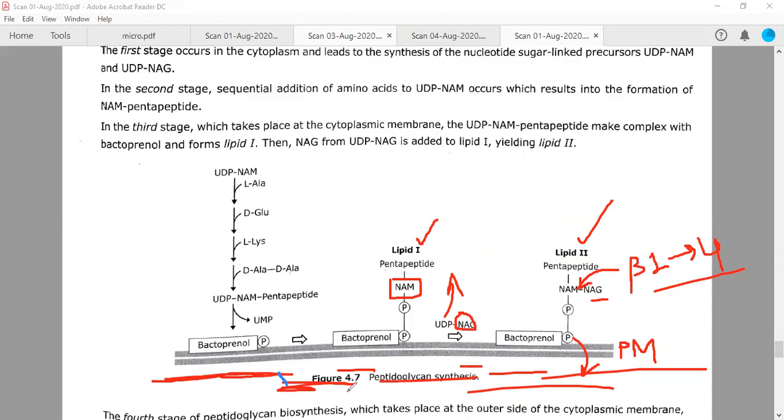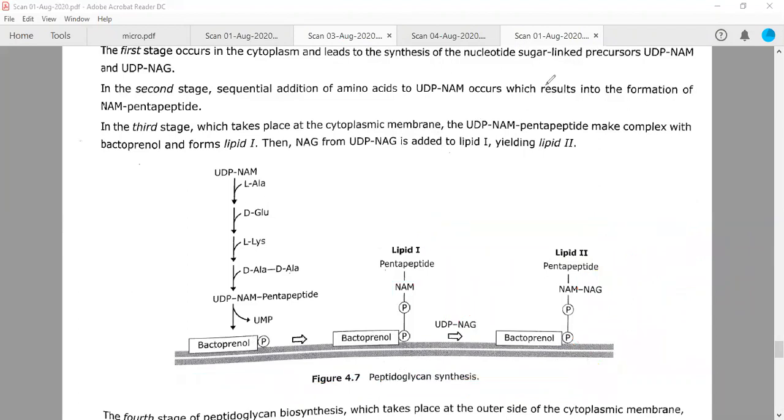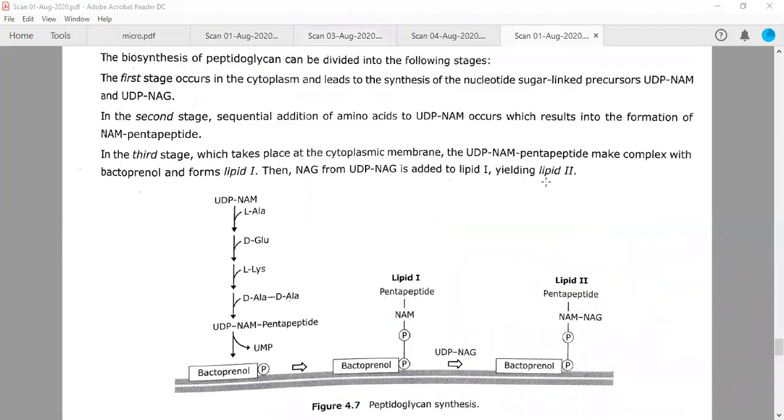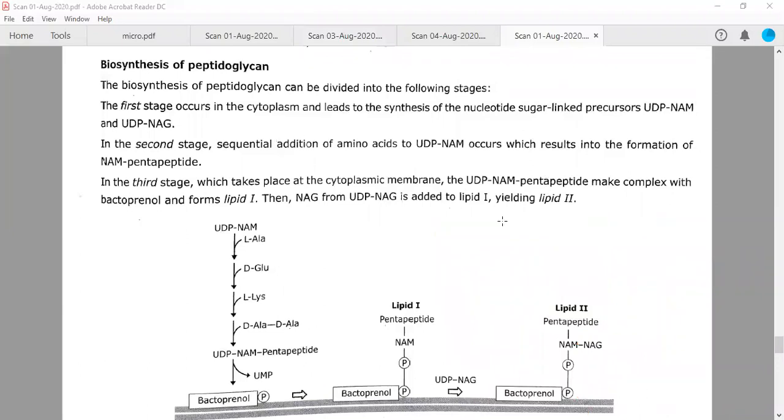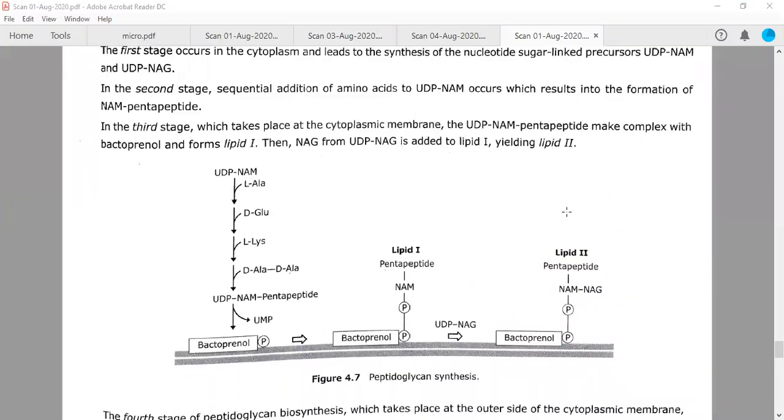These cross-links are formed between these chains, so that a rigid cell wall can be synthesized out of these polymers. This type of cross-linking is also required to make a proper structure, a proper rigid cell wall. So here we yield lipid 2.